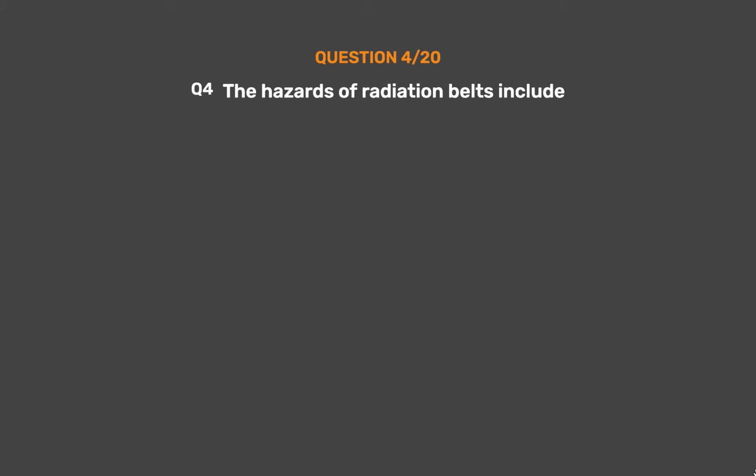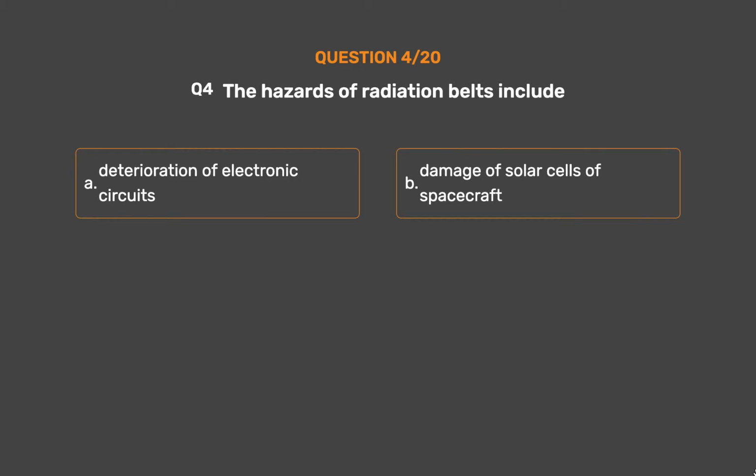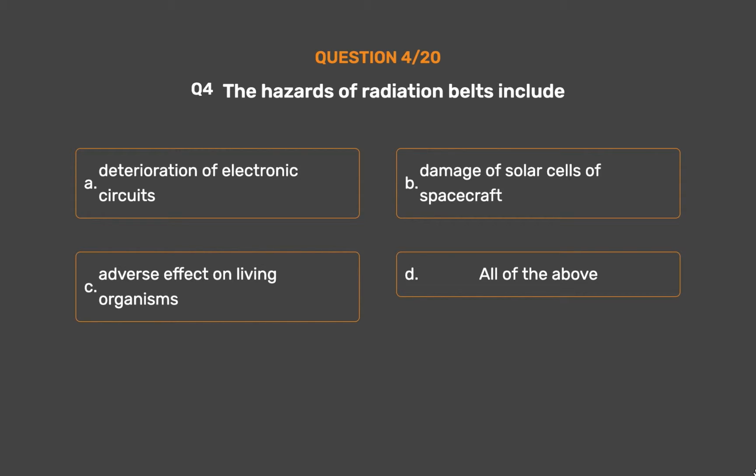Question number 4. The hazards of radiation belts include Option A. Deterioration of electronic circuits. Option B. Damage of solar cells of spacecraft. Option C. Adverse effect on living organisms. Option D. All of the above. The correct answer is Option D.